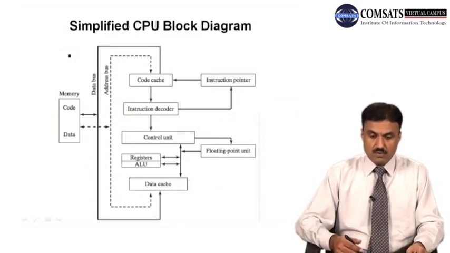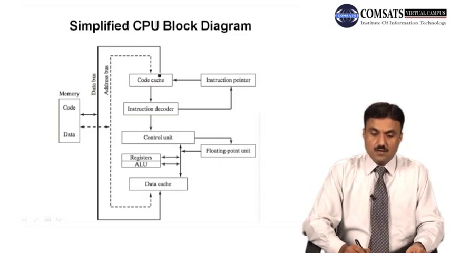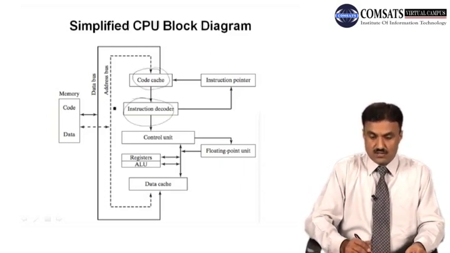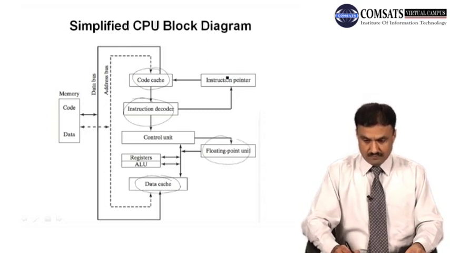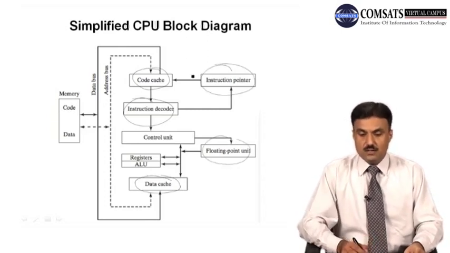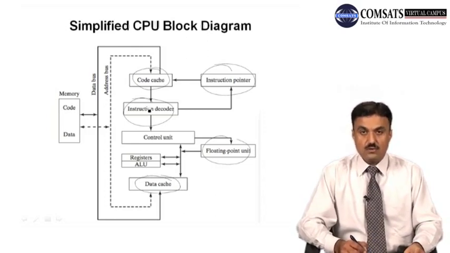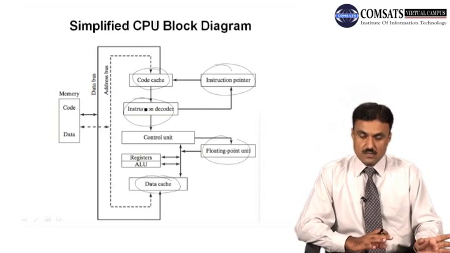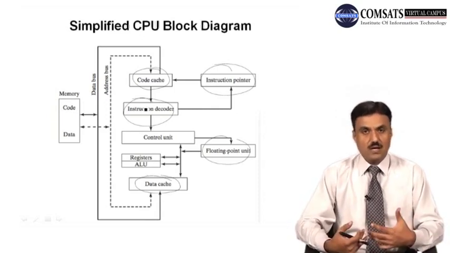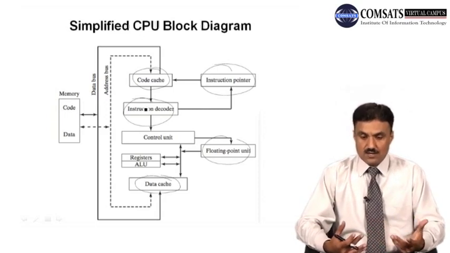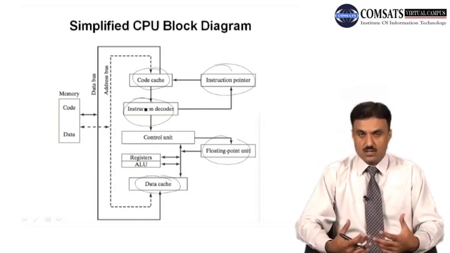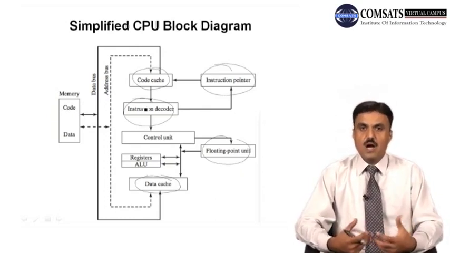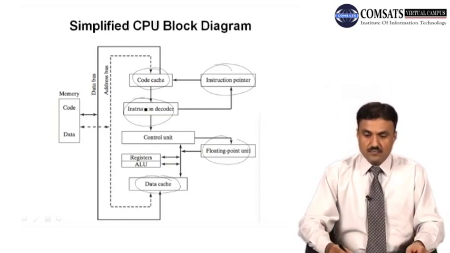This is the CPU, the simplified block diagram, and here you can see we have the code cache, instruction decoder, control unit, registers, ALU, data cache, floating point unit, and instruction pointer. The code cache and instruction decoder were not discussed in the previous slide, so I'm trying to discuss them in more depth, so you can understand how we execute a complete instruction, or two or multiple instructions, and how these operations are performed.